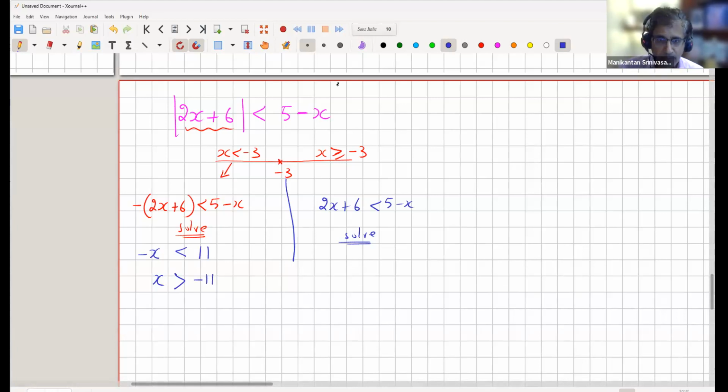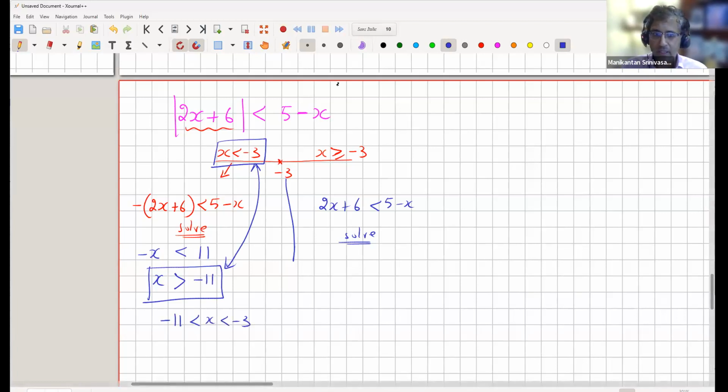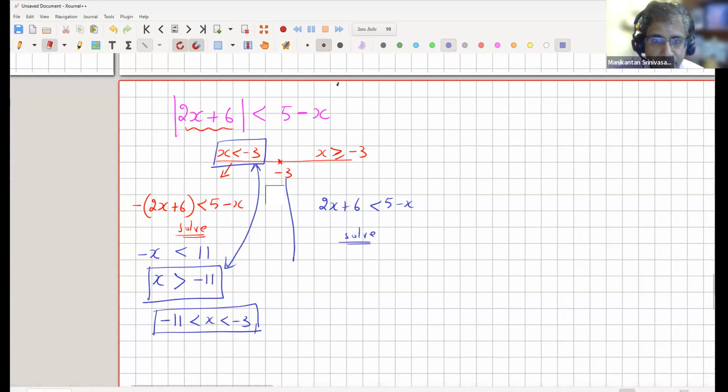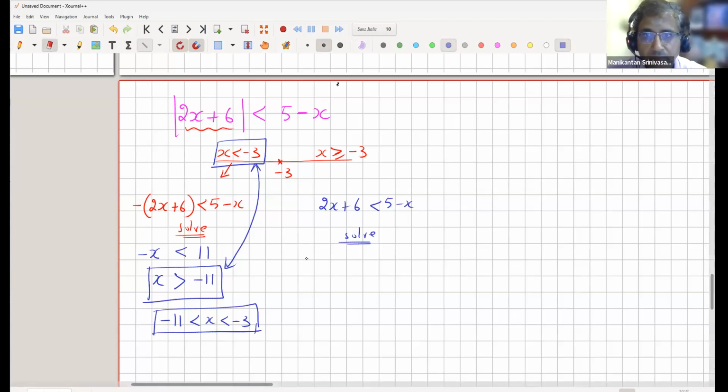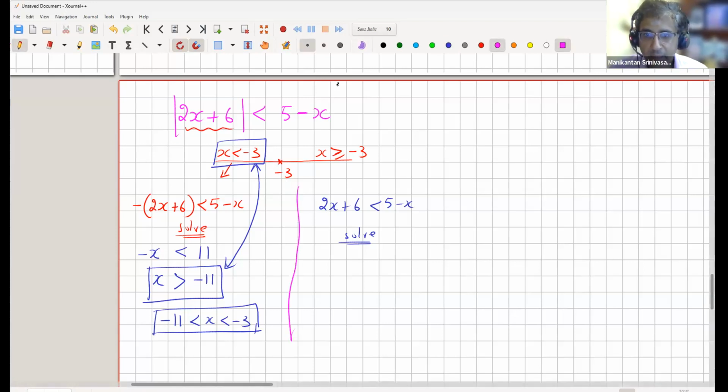X is greater than minus 11, which means in the region x less than minus 3, I will take all solutions where x is greater than minus 11. The intersection of these two is the solution for the left-hand part, so minus 11 less than x less than minus 3. It should be more than minus 11, but I'm operating in the region which is less than minus 3. So my solution for the left-hand part is minus 11 less than x less than minus 3. Now I'll come to the right-hand part, I'll solve it again.